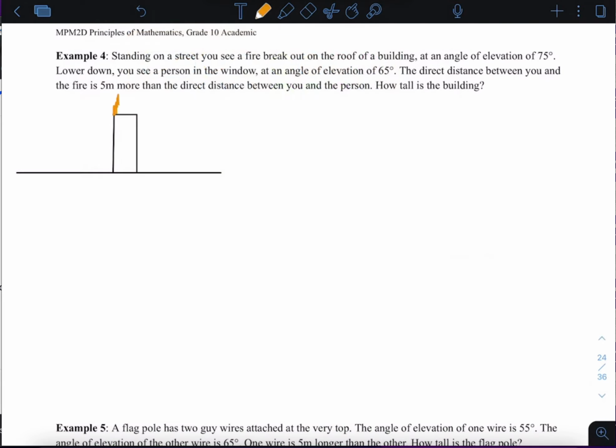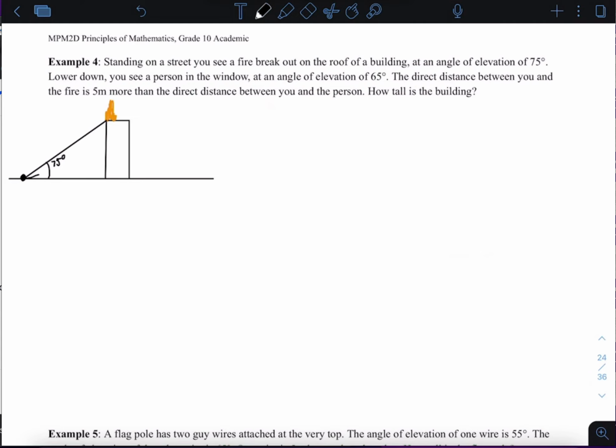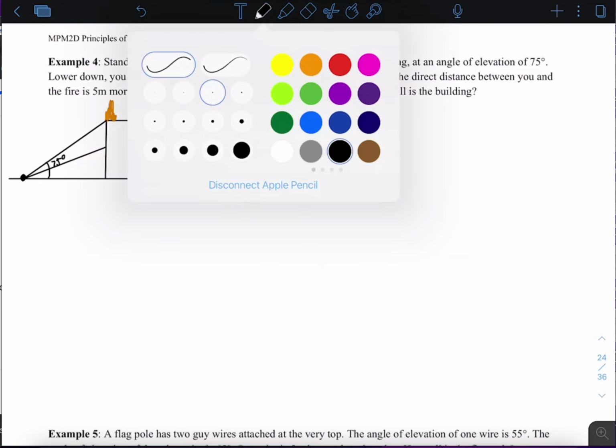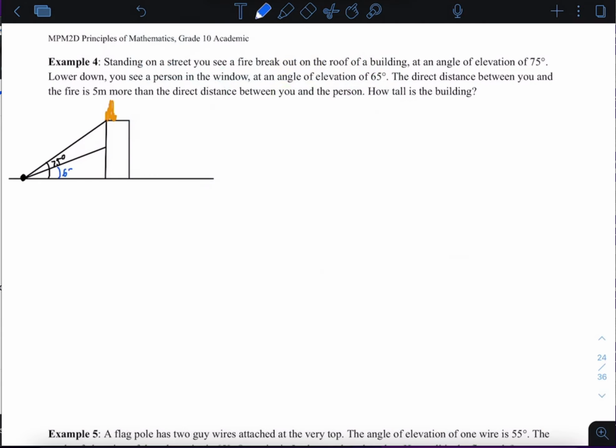All right, so we've got a fire up here. Okay, this is you. When you look up to the top of the building, you have an angle of elevation of 75 degrees. And then when you look lower, you see a person there. This is not going to be to scale. And this angle of elevation is 65 degrees. So you see a person here. And it's asking you how tall the building is.